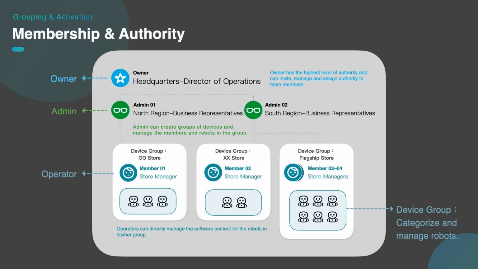Using a retail organization as an example, the Director of Operations at headquarters acts as the team owner, inviting other executives or employees within the company to join the team and assigning permissions to them. This Director of Operations assigns the business representatives for the North and South regions as managers, enabling them to create multiple device groups and categorize robots accordingly. Additionally, they add the corresponding store managers to these groups, allowing the managers to directly oversee the software content carried by the robots within the group.